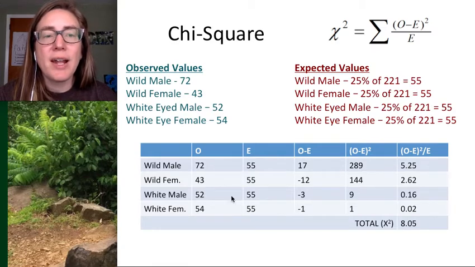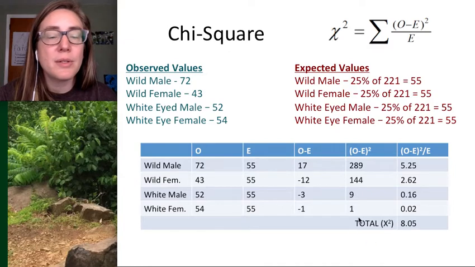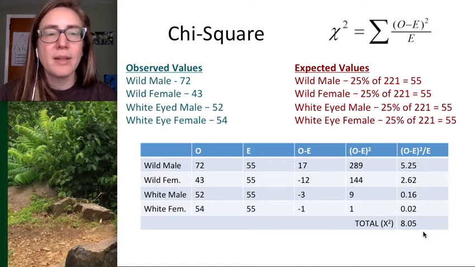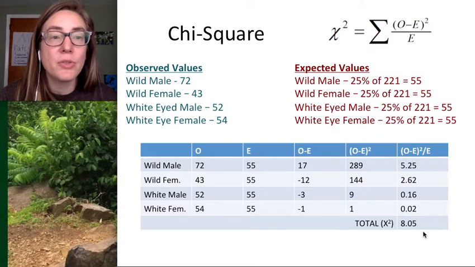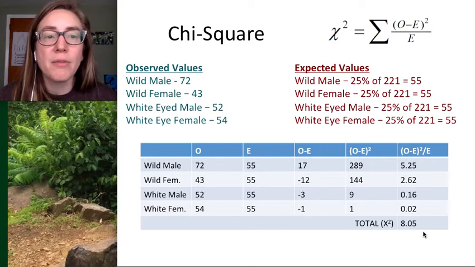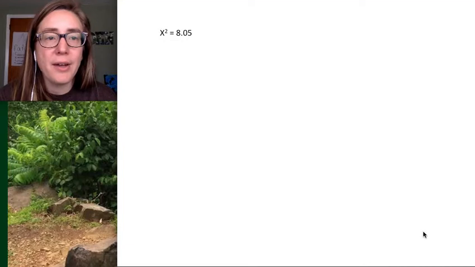Once I figure that out for all of them, I'm going to end up with my total. My total is going to be my chi-squared because I summed all of these values for each of the groups. So now what do I do? Now that you have your chi-squared value, you need to compare it to what we call the critical value. So again, our chi-squared is 8.05.